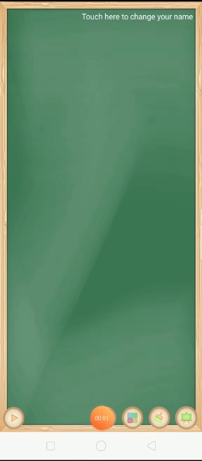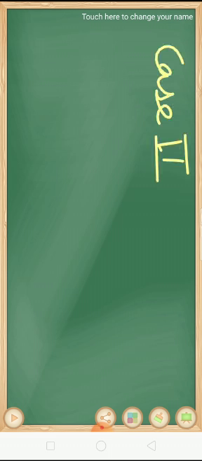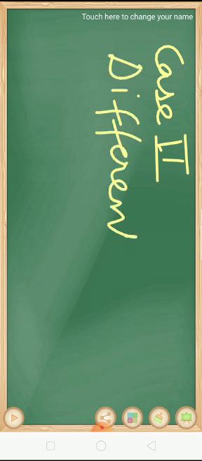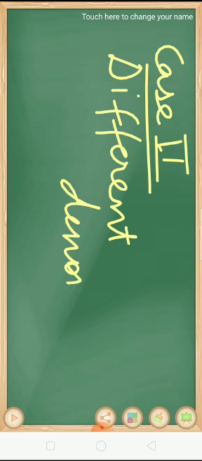Hello students, this is the second part of the video, addition of rational numbers. In this video, we are going to study how we have to add two or more rational numbers having different denominators. We are going to study case number 2, rational numbers with different or distinct denominators.